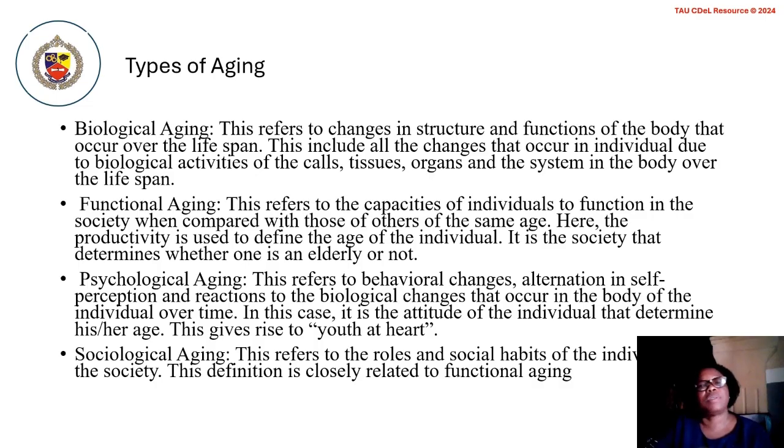Types of aging. There are 4 identified types of aging. They are: 1. Biological aging. This refers to changes in structure and functions of the body that occur over the lifespan. This includes all the changes that occur in individuals due to biological activities of the cells, the tissues, the organs, and the systems in the body over the lifespan.